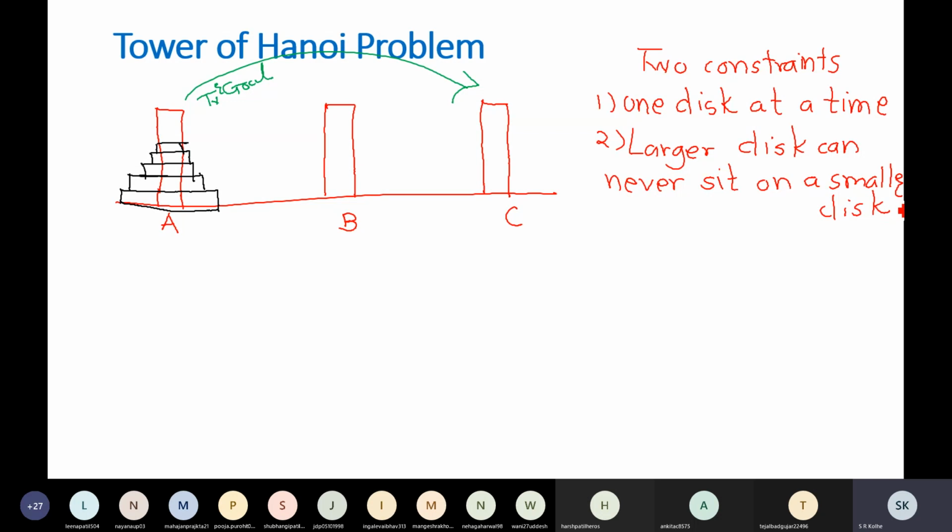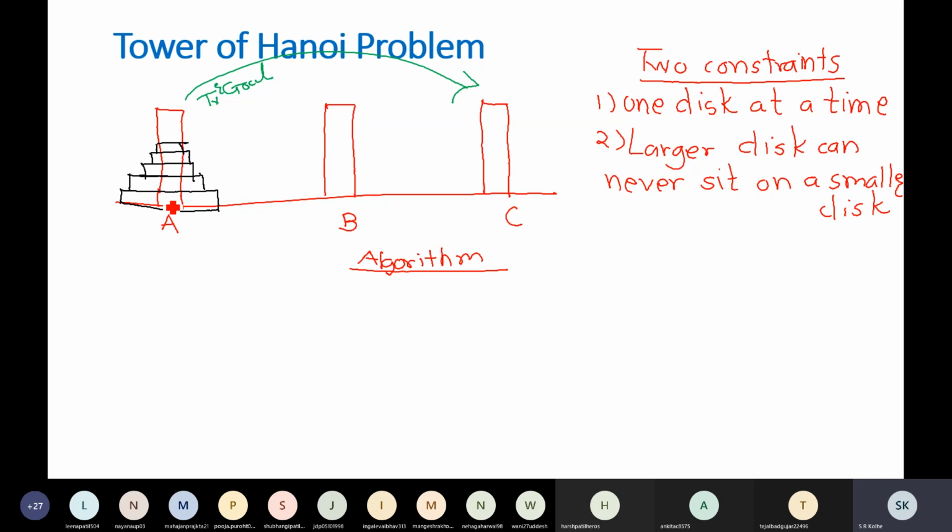So how to do that? You have to devise an algorithm for this. Think about developing an algorithm for this. So you might have studied this also, that what can we do?